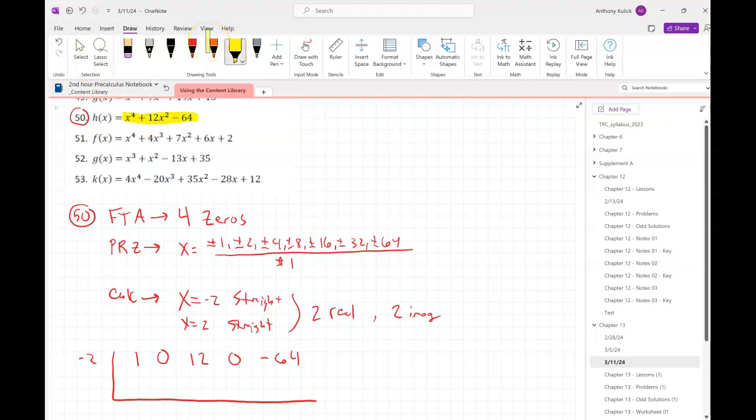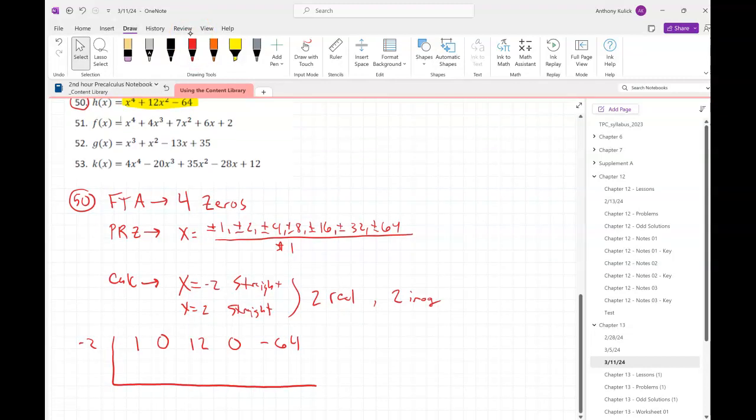The coefficients on this polynomial: 1 is the coefficient on the x to the 4th, and then 0 on the x to the 3rd, because there's no x to the 3rd, and then 12 on the x squared, and then 0 on the x, and then negative 64 on the constant. Landra, so far so good? Okay. We do that.